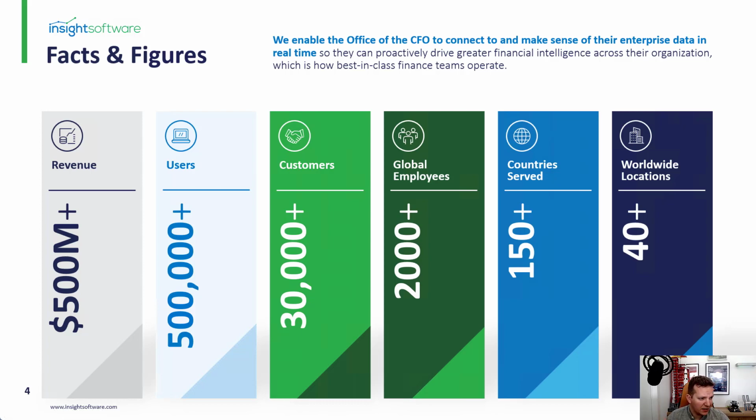So Insight Software. At Insight Software, we enable the office of the CFO to connect and make sense of their enterprise data in real time. For that, we have a number of software suites to connect to an equally large number of ERP systems. We have over 40 locations worldwide. From those locations, using over 2,000 employees, we can serve over 150 countries. An interesting number here is that of the 30,000 plus customers we have, over a third are Jet Reports customers.